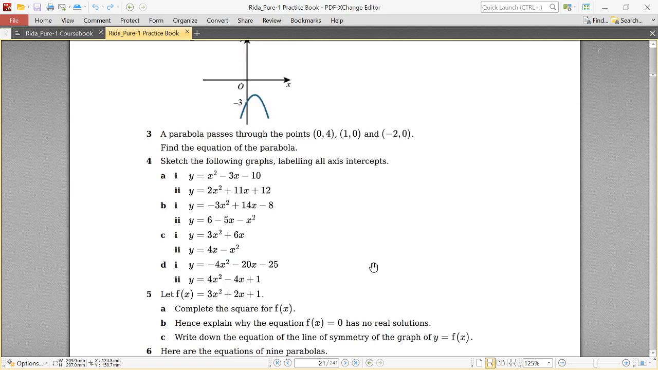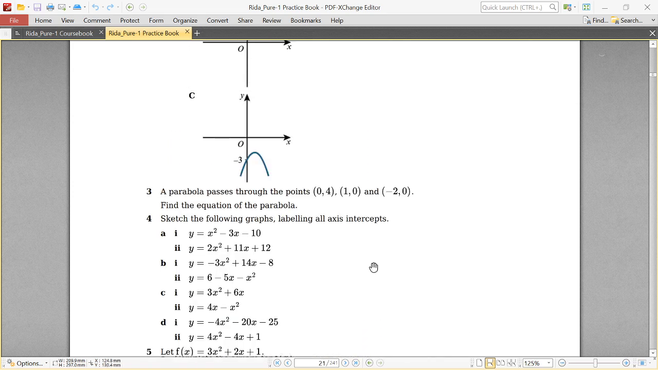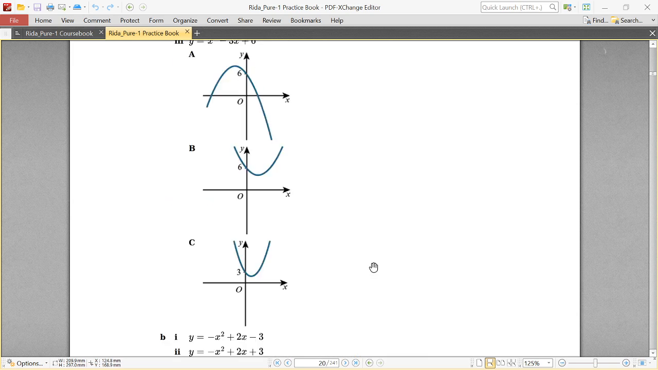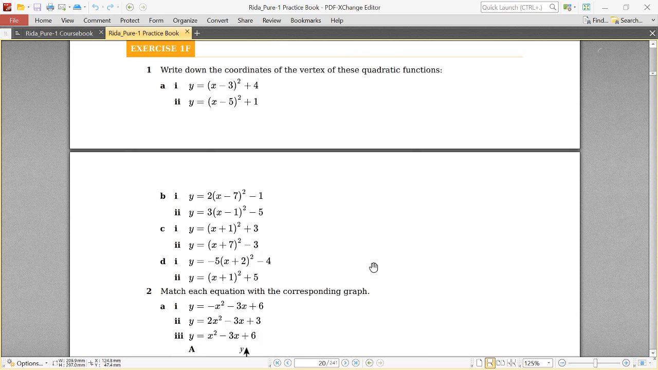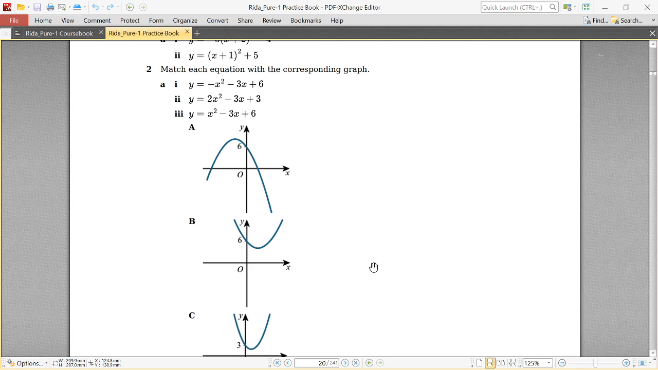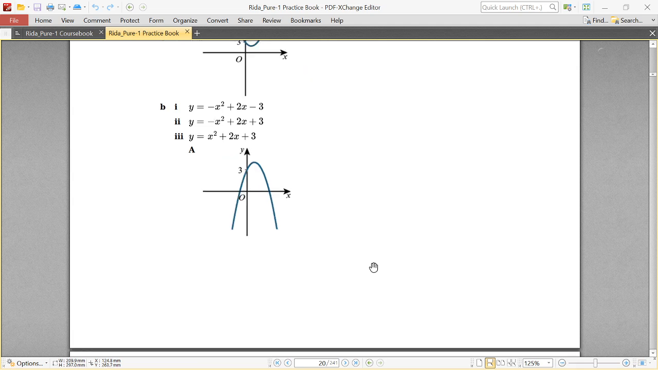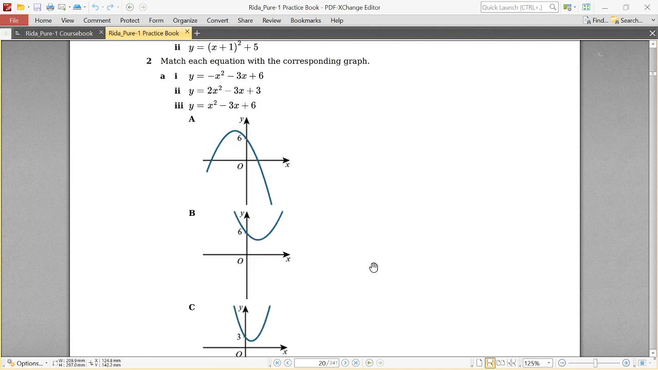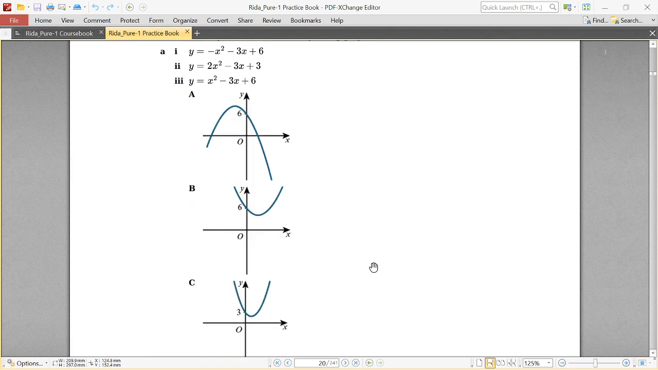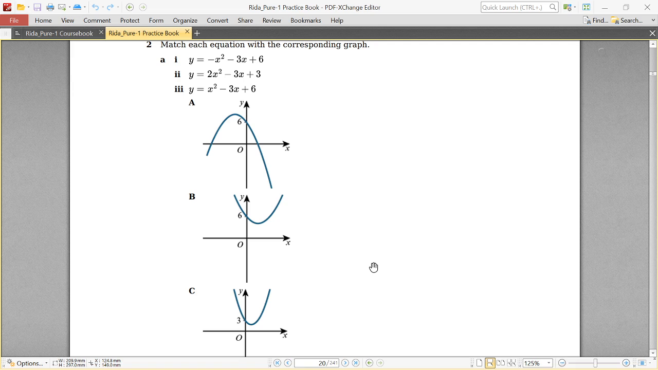Fine. Now what do they ask you on these curves? Probably they are asking you to form the equations. Is it? Match each equation with the corresponding graph. Okay, they are asking you to match them. Now, can you match them?